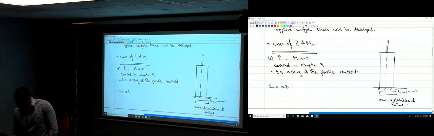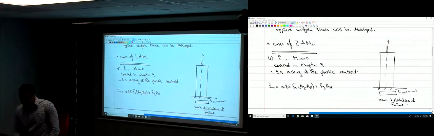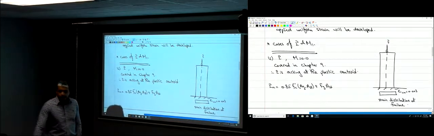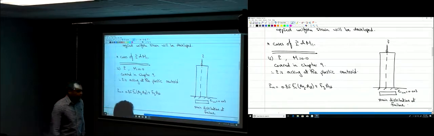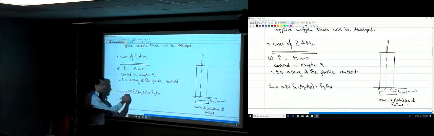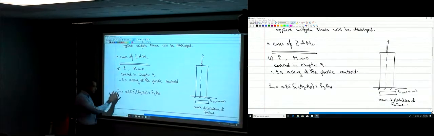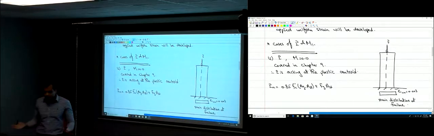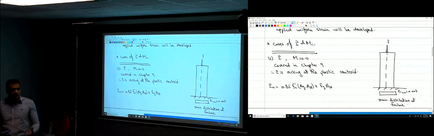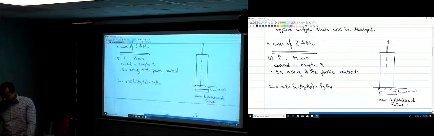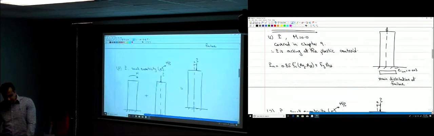It's 0.85 f'c (A gross minus A steel) plus f yield A steel. This is the equation that we used, but we only multiplied it by 2 factors of safety, phi and alpha. But now this is the nominal strength when you only have a compression force, so you can calculate the strength of that column. There is no moment resisted here, only a normal force.